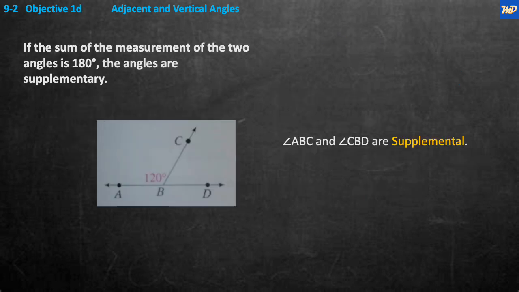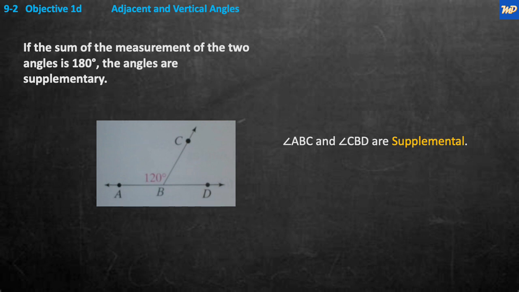Okay, objective 1D. It's all the same objective. I've just added these letters for each slide. Adjacent and vertical angles. If the sum of the measurement of the two angles is 180 degrees, the angles are supplementary. So here's where we get it.